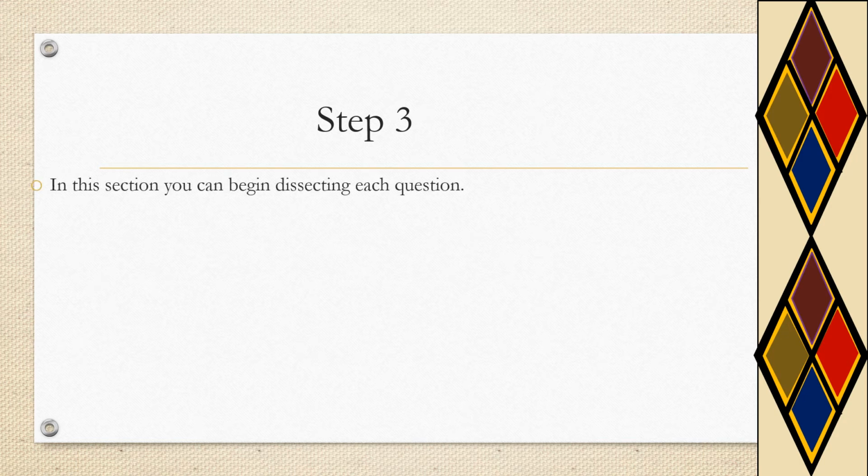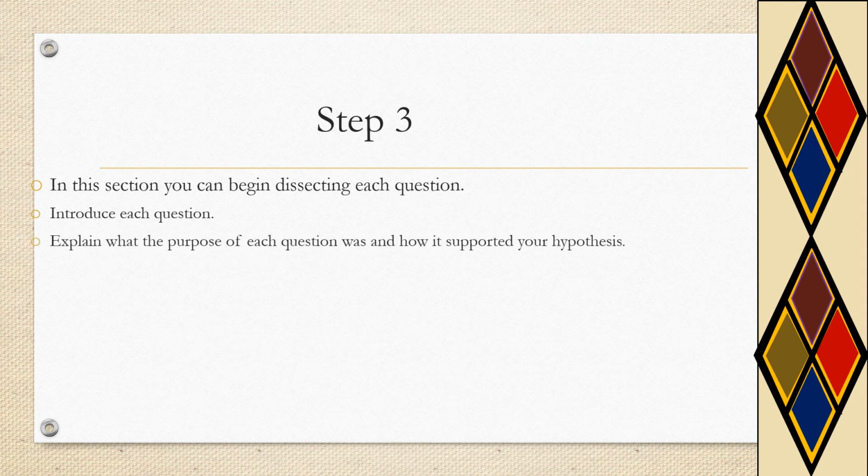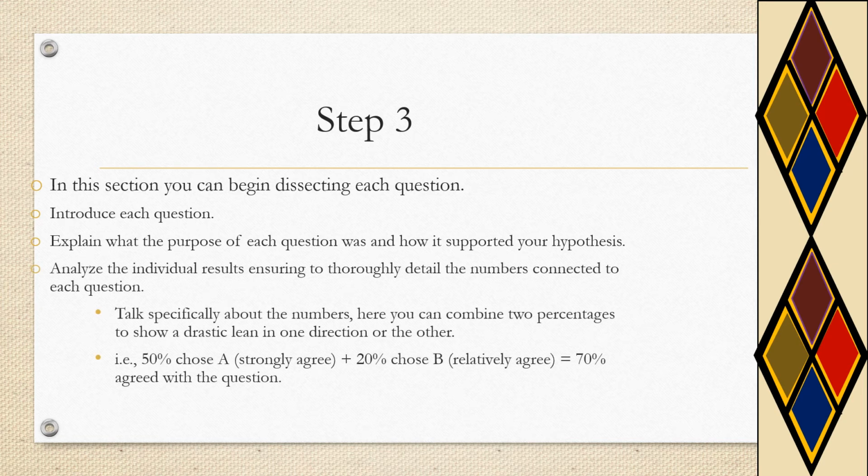Step 3. In this section, you can begin dissecting each question. You should introduce each question to then explain what the purpose of each question was and how it supported your hypothesis. Analyze the individual results, ensuring to thoroughly detail the numbers connected to each question. Talk specifically about the numbers here. You can combine 2 percentages to show a drastic lean in one direction. So if 50% chose A, which would be strongly agree, and 20% chose B, which is relatively agree, then 70% agree with the question, and you can include that in your analysis of each question.